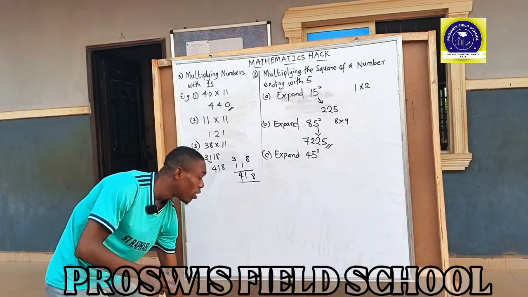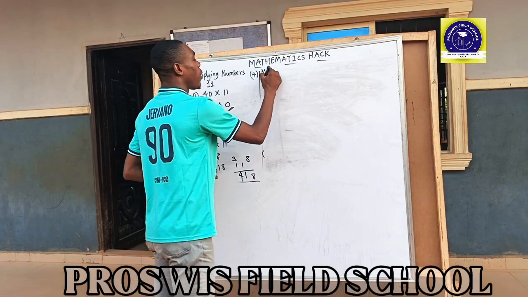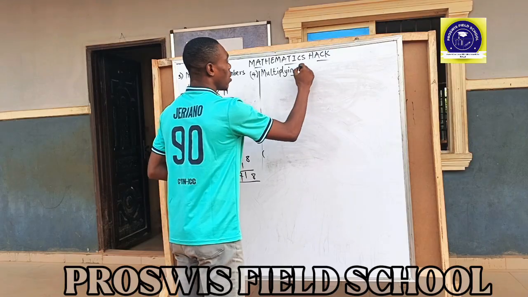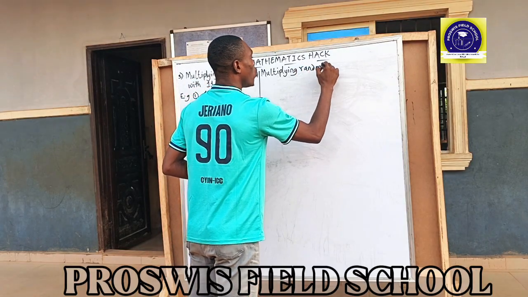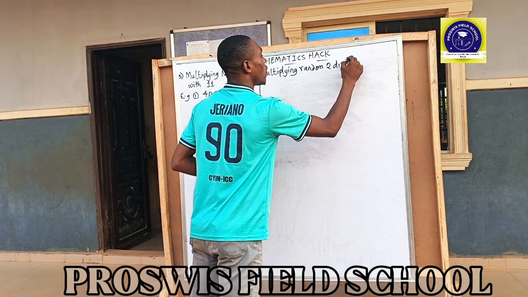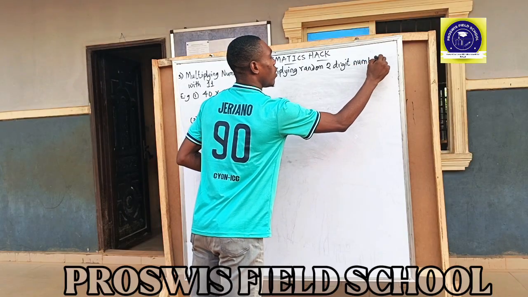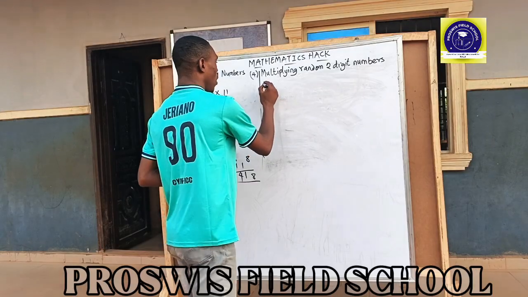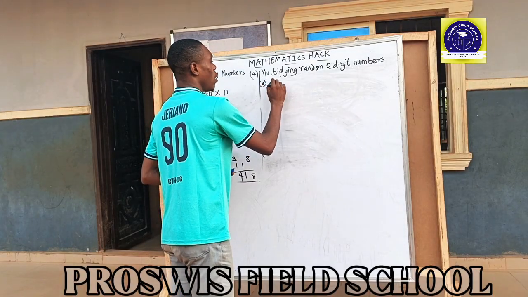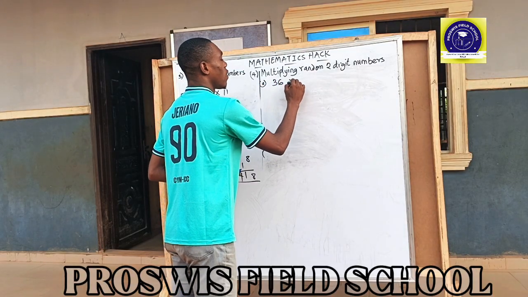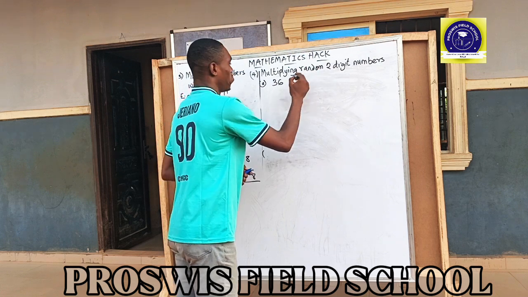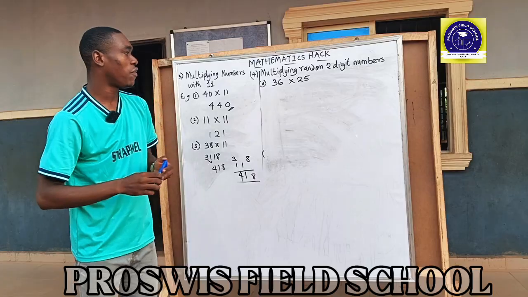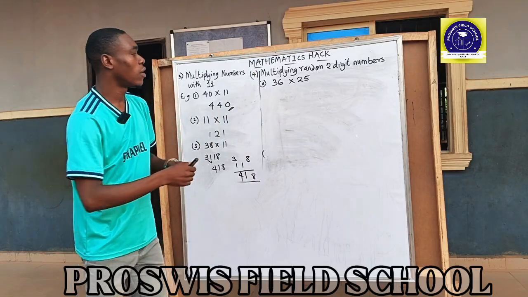And then the last one, we're having multiplying random 2-digit numbers. For example, you can be asked 36 times 25. 36 times 25. This is how to go about it.